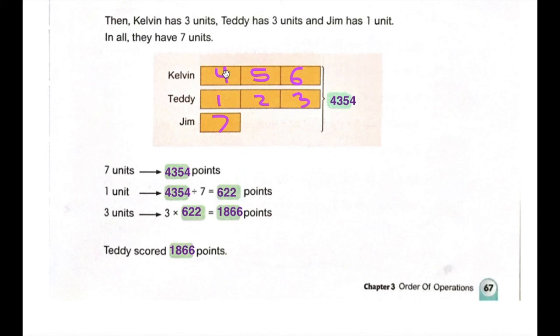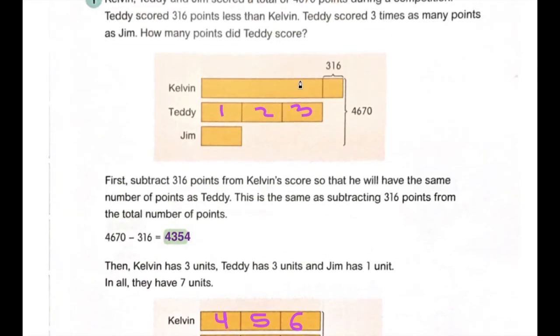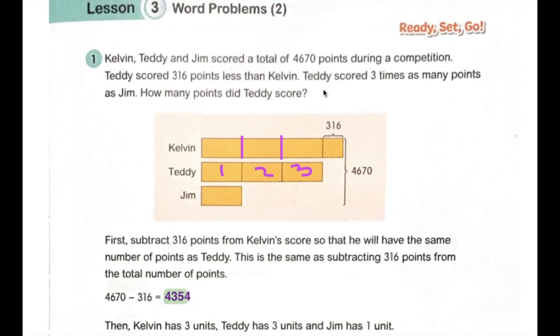What about Kelvin? Kelvin is 3 units, Miss. Remember, Kelvin is not only 3 units. You have to go back to the first. Kelvin will be 1, 2, 3 units. You times it first with 622 and don't forget to add it with 316. Jadi siapapun yang nanti akan ditanya, mau tanya Kelvin, mau tanya Teddy, mau tanya Jim, mau tanya selisih Teddy dan Jim, ataupun mau tanya yang lain, you already know how. So in math, if you know how, it's easy. Okay?